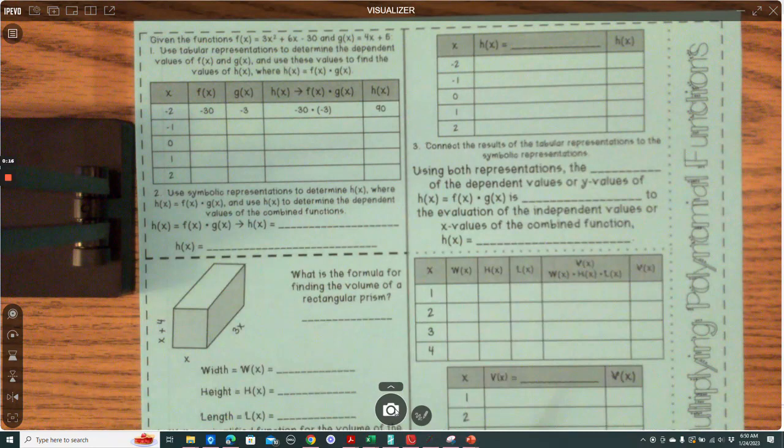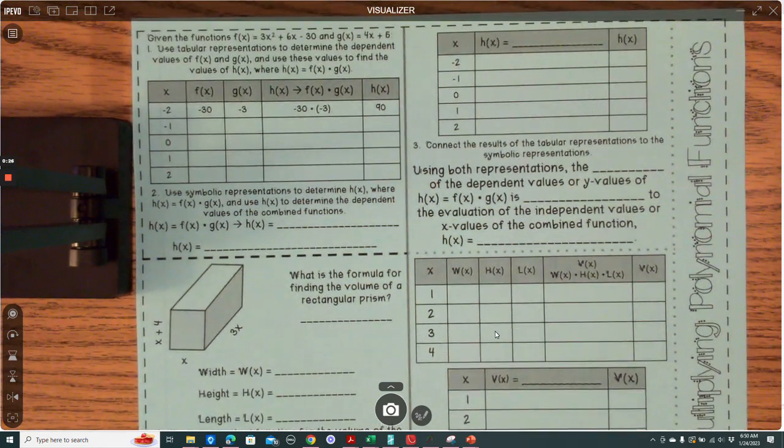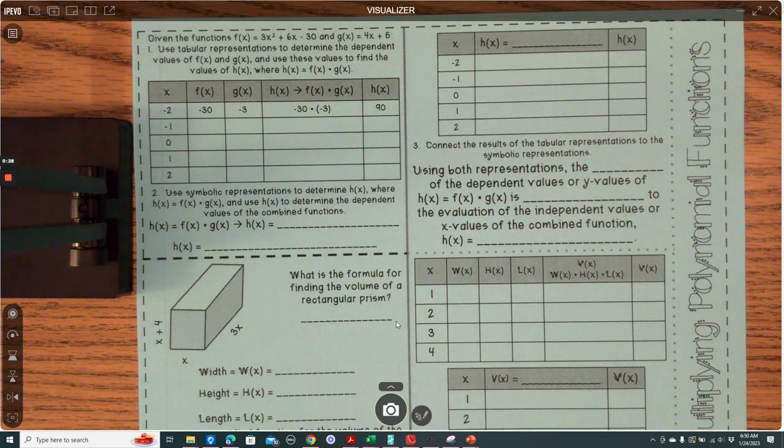All right, so number one, given the functions f of x equals 3x squared plus 6x minus 30, and g of x equals 4x plus 5, we're going to use a table to determine the dependent values of f of x and g of x, and then we're going to use these values to find the value of h of x, where h of x equals f of x times g of x.